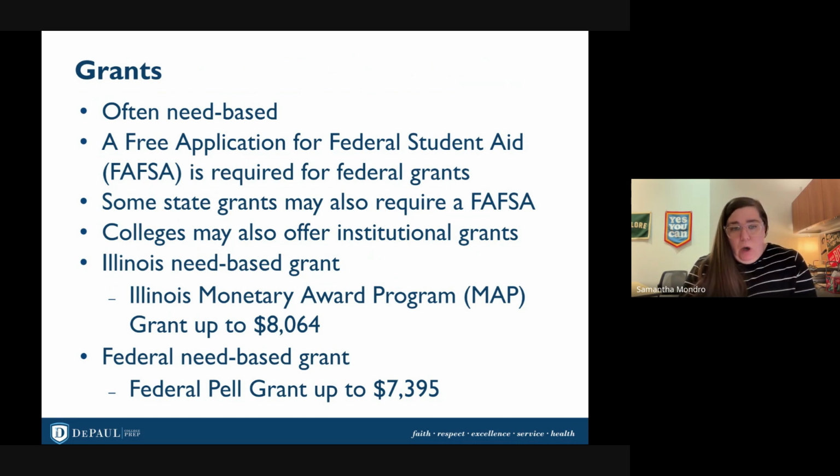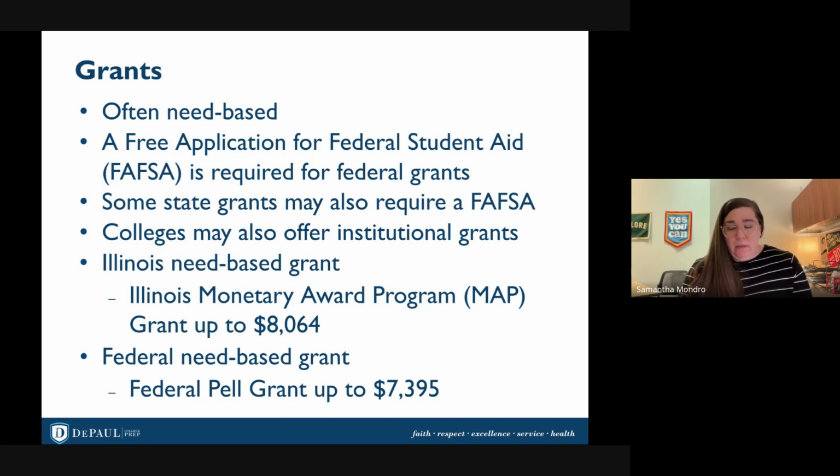Colleges may also offer institutional grants. A lot of times it will have the name of the school, like a mascot or the name of a president. So usually you'll see the word grant afterwards if it's coming from the college.